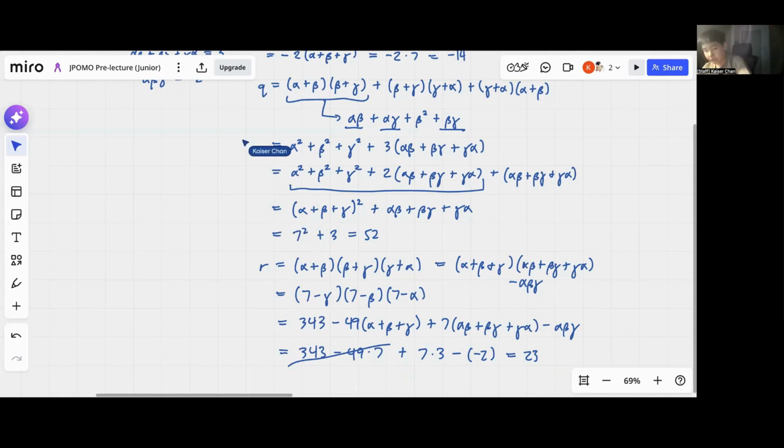So remember when doing betas, always be careful about the signs. And therefore, we get that P plus Q plus R equals negative 14 plus 52 minus 23. Right? And you should get that the answer is 15.